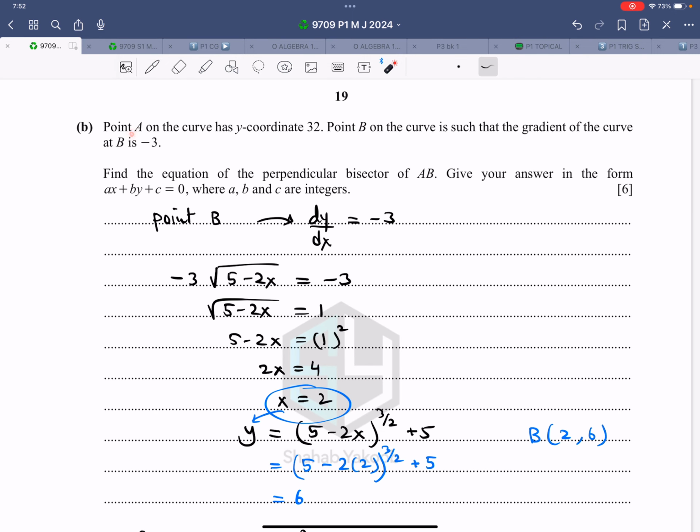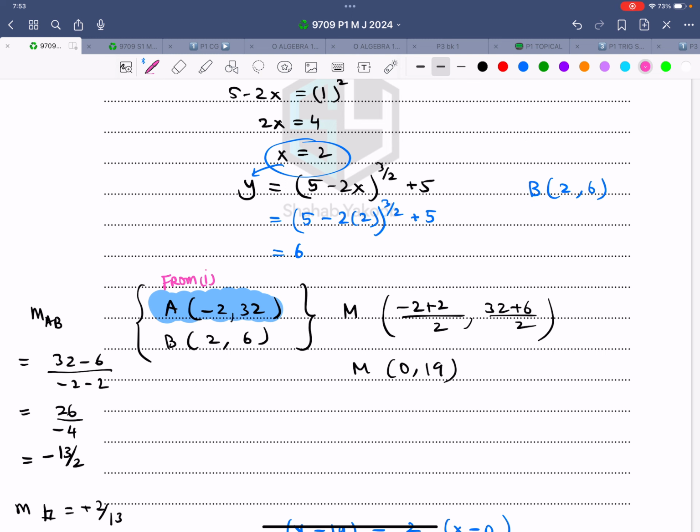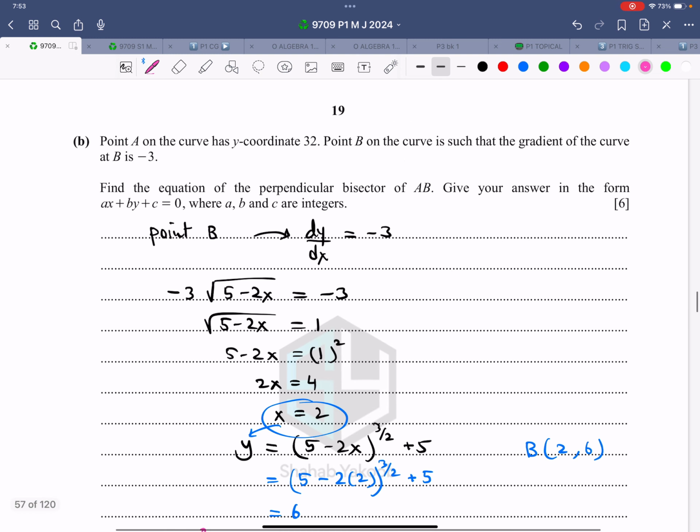The second part. Now it says point A on the curve has y coordinate 32. So we are still talking about the same point. Y coordinate is 32, x coordinate is negative 2. So therefore this A, that's right over here, that is minus 2 comma 32. This was from part 1. Now it says there is another point B on the curve such that the gradient of the curve is negative 3.